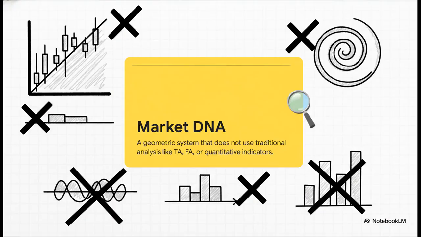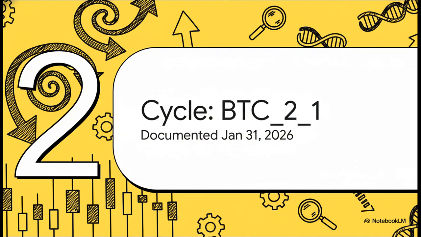Okay, so as we said, according to the source, market DNA is a proprietary geometric system. But what really defines it is everything it doesn't use. There's no technical analysis, no fundamental analysis. It doesn't use quantitative indicators, Fibonacci ratios, or Elliott waves. It even ignores things like chart patterns and trend lines. It's like it's working from a completely different playbook. So let's put this into practice with our case study.